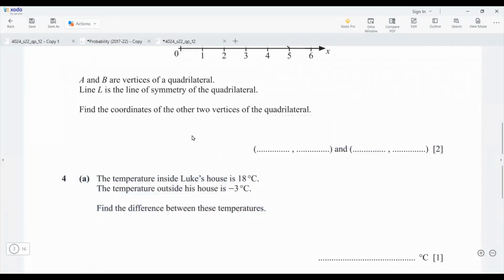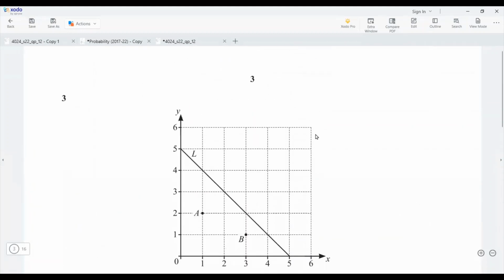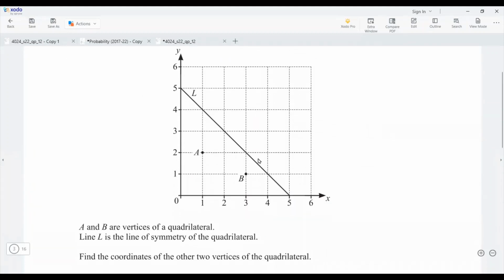So what's being asked here? So basically it's coordinate geometry concept. A quadrilateral is having two vertices A and B, which are already mentioned here, and there is a line which is basically line of symmetry for that quadrilateral. So if the line is something like y equals to negative x or y equals to x, then the line of symmetry must be having, you can say, quadrants must be shifting.